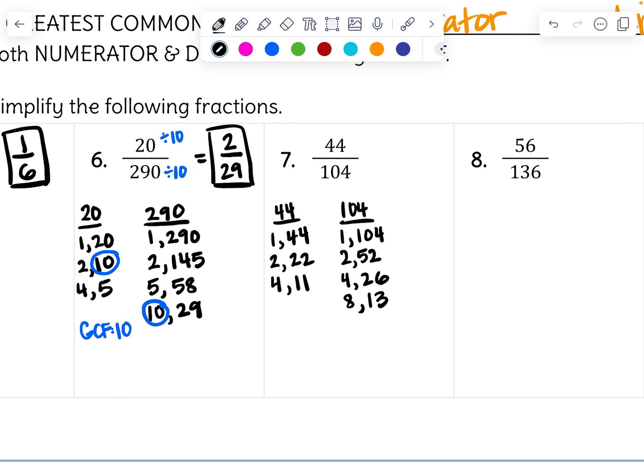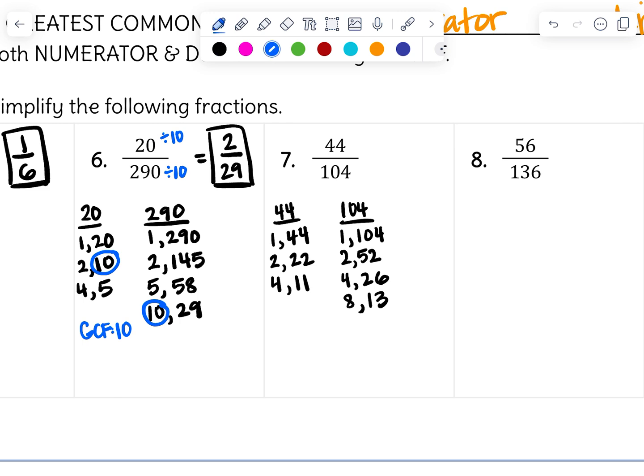So when you're first doing this, it can be a little bit time consuming. It really doesn't take a whole lot of time to put those numbers in and divide. But as you start doing this more, you will be able to kind of have it memorized and see what the common factors are between two numbers.